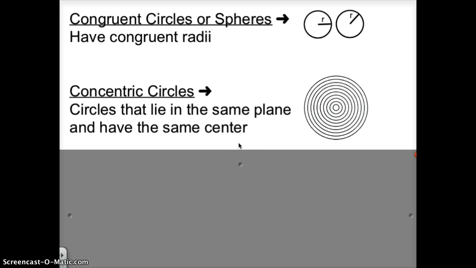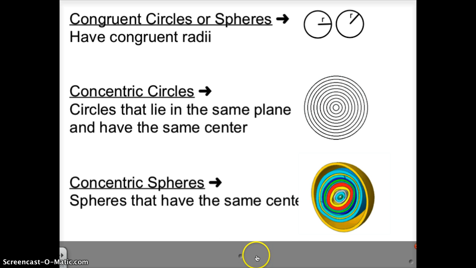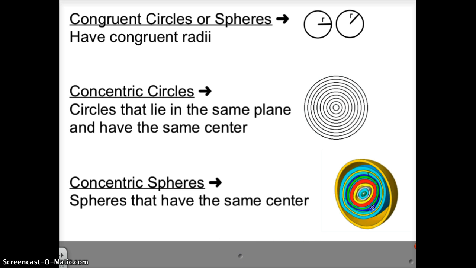Concentric circles. Concentric circles lie in the same plane, so they have to be on a flat surface. Otherwise, it would look like one of those wind chimes that you might see hanging out of your neighbor's house or something. Circles that lie in the same plane and also have the same center are concentric circles. Concentric spheres, same idea, are spheres that have the same center.